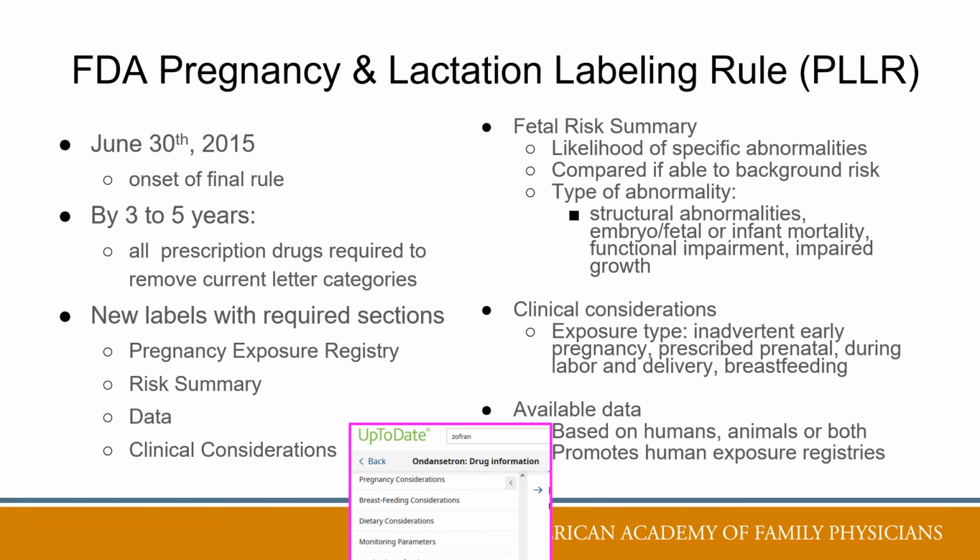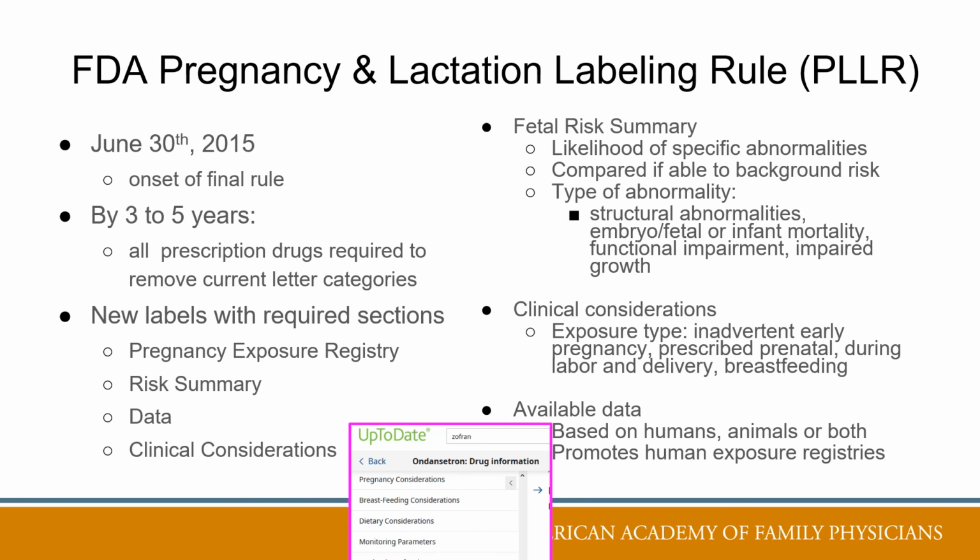The FDA pregnancy and lactation labeling rule is helpful to know about. This essentially has required that all prescription drugs have the letter categories removed. So instead of being designated as pregnancy category C, now all new labels have to essentially be registered with the Pregnancy Exposure Registry, have a risk summary, and data and clinical considerations associated with their labels.